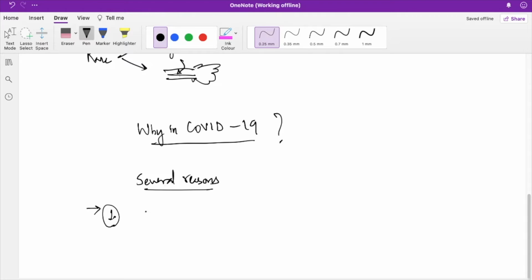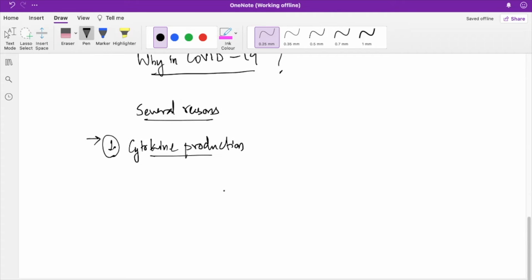There is an impairment of cytokine production. Don't panic, I will explain what cytokine is and what its function is in very simple terms. So, cytokines are small secreted proteins that are produced in the body that have many functions, and they are very important in carrying out the immunity related functions in our body.